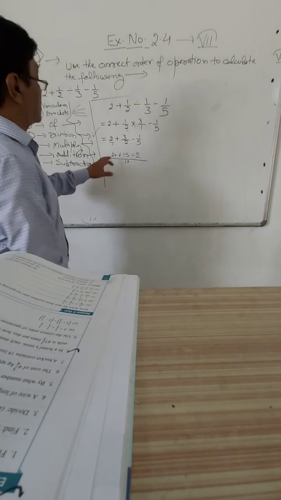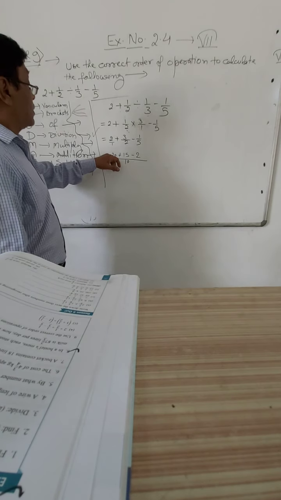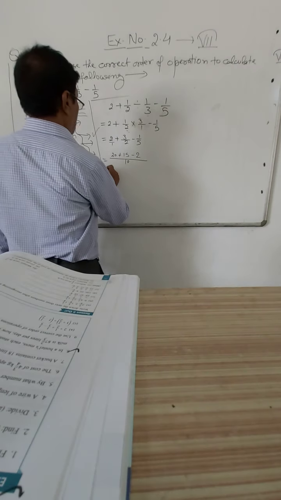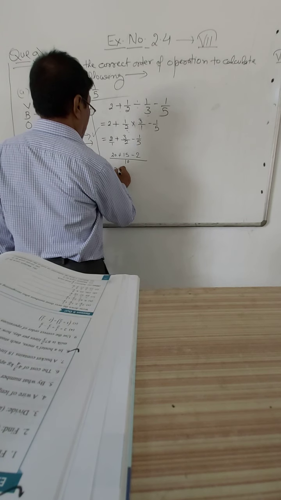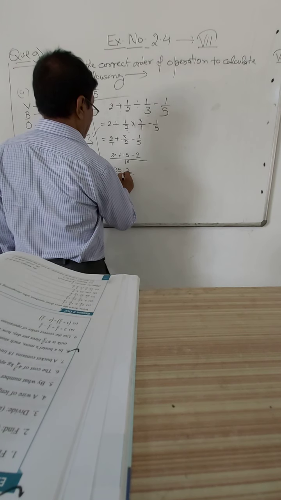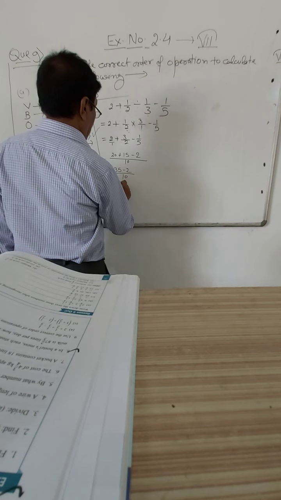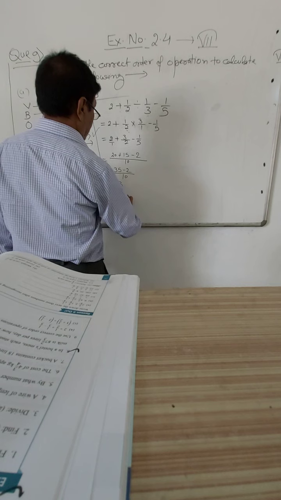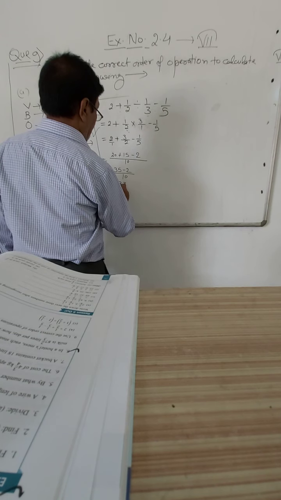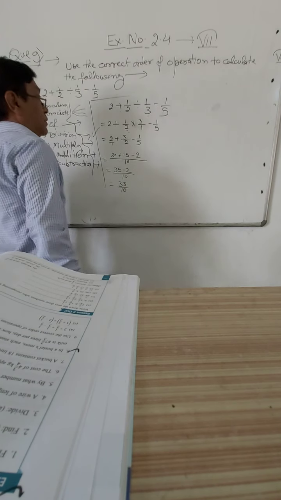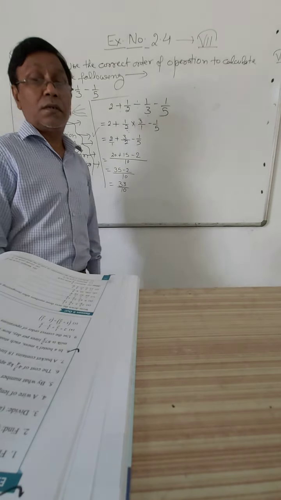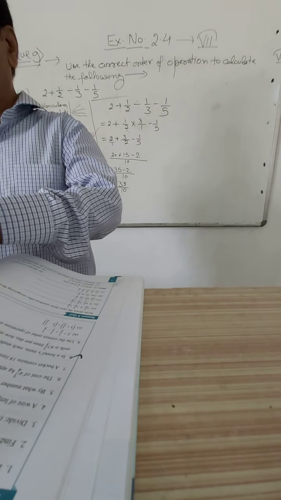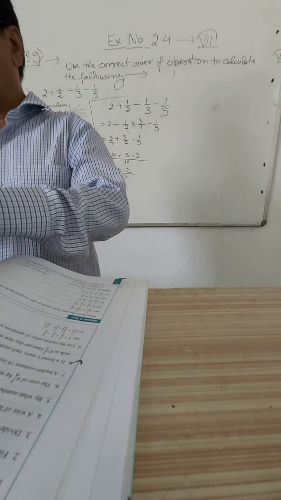In this one, first add and after that subtract. So 20 plus 15 is 35, minus 2, upon 10. So it has become 33 upon 10. So this is the answer of 2.4 question number 9.